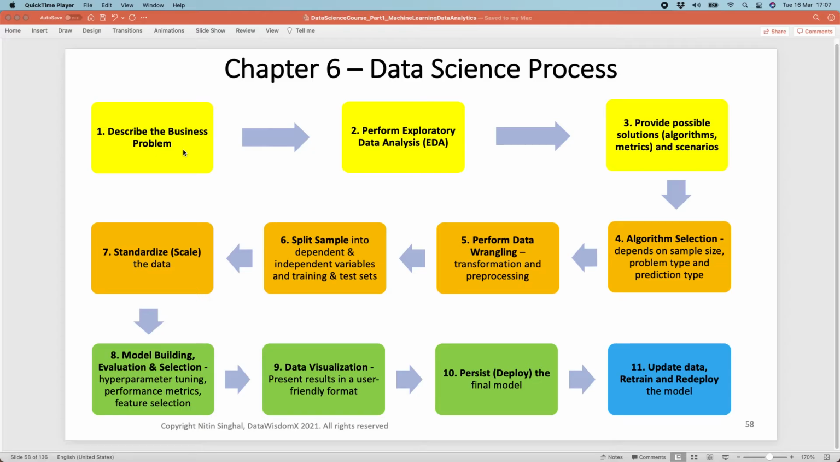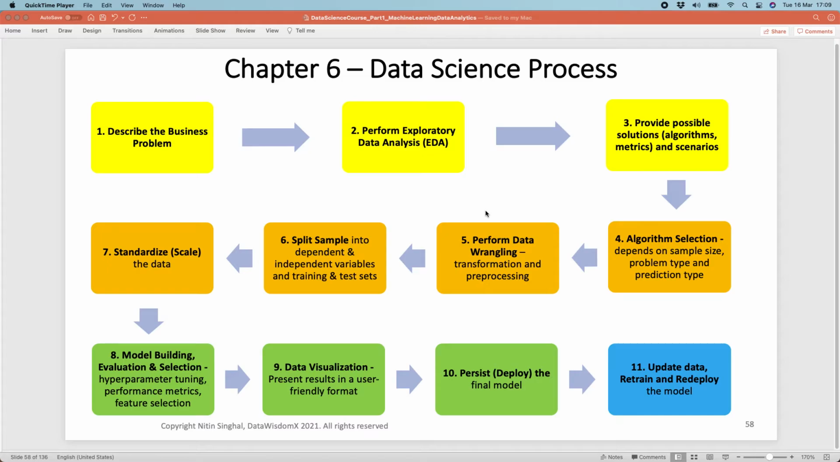But if you look at some of the guides, you will find that there are certain standard steps which you need to perform before and after building your models. And we believe that if you follow these process steps, there's a good likelihood that you will be able to solve the business problem that you're trying to solve using data science. So the first step is describing the business problem, which means you need to understand the business process, the objectives, the outcomes. Then in step two, you need to perform the EDA, which is exploratory data analysis.